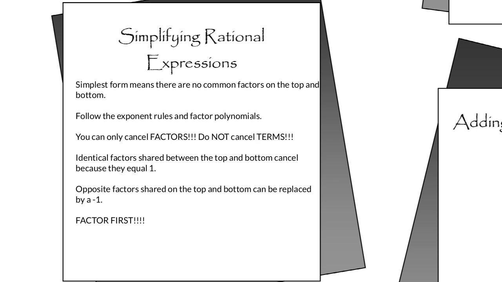So simplest form means that there are no common factors on the top and the bottom. We always follow the exponent rules, and we always factor polynomials. We're going to do that first. You can only cancel factors, not terms. The identical factors shared between the top and the bottom cancel because they equal 1. Opposite factors shared on the top and the bottom can be replaced by negative 1, and then once again, always factor first. So now that we've talked a little bit, let's get into some actual problems that we would like to practice here.